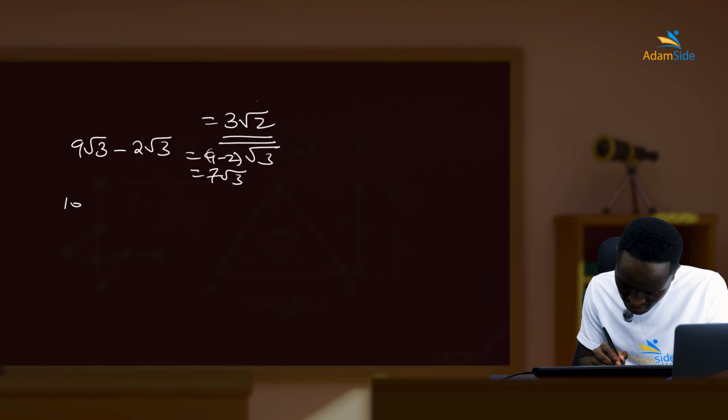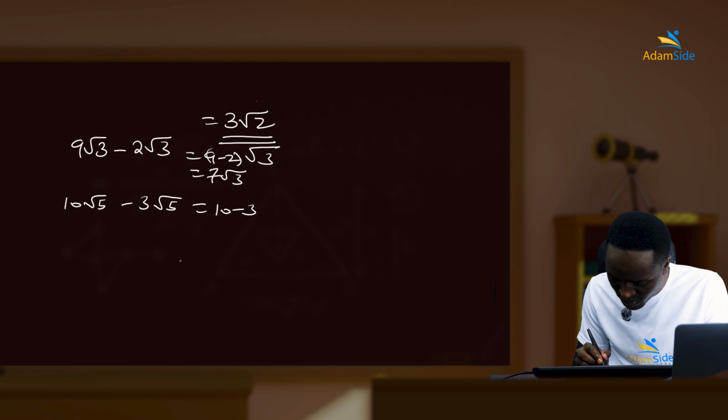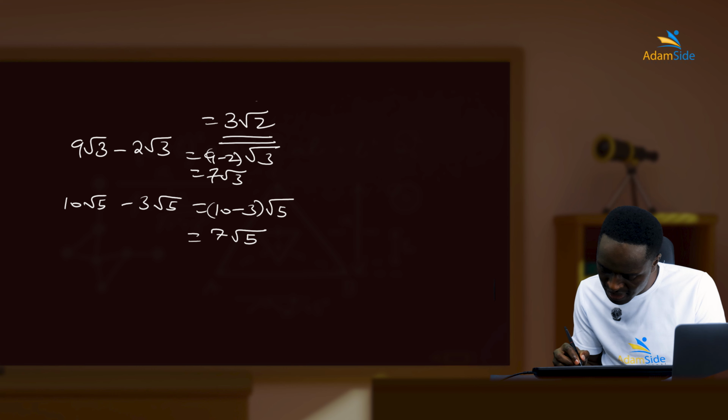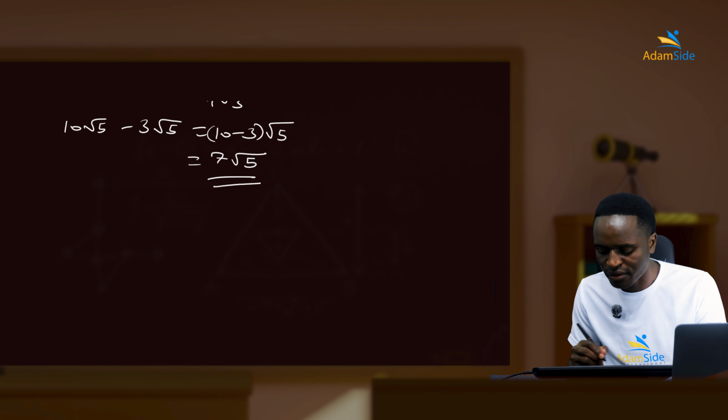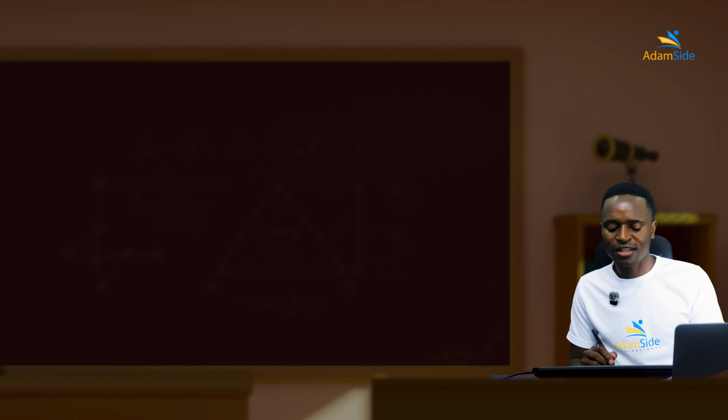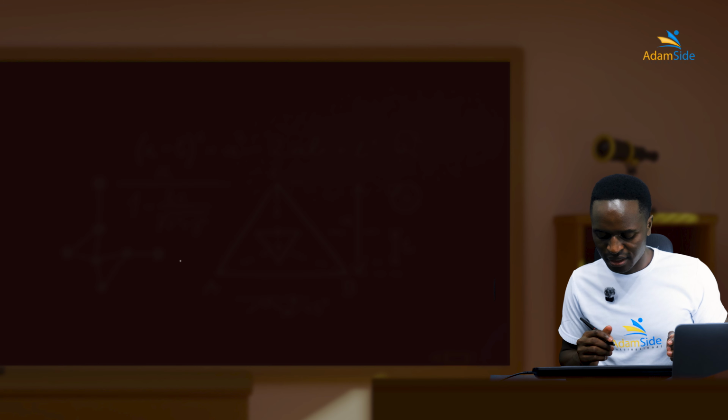What if I have 10 root 5 minus 3 root 5? What do I do in that case? I'll say 10 minus 3 and then keep root 5 the same. So what do I get in that case? 10 minus 3 is 7, so 7 root 5. We did this. Okay? That's subtraction.